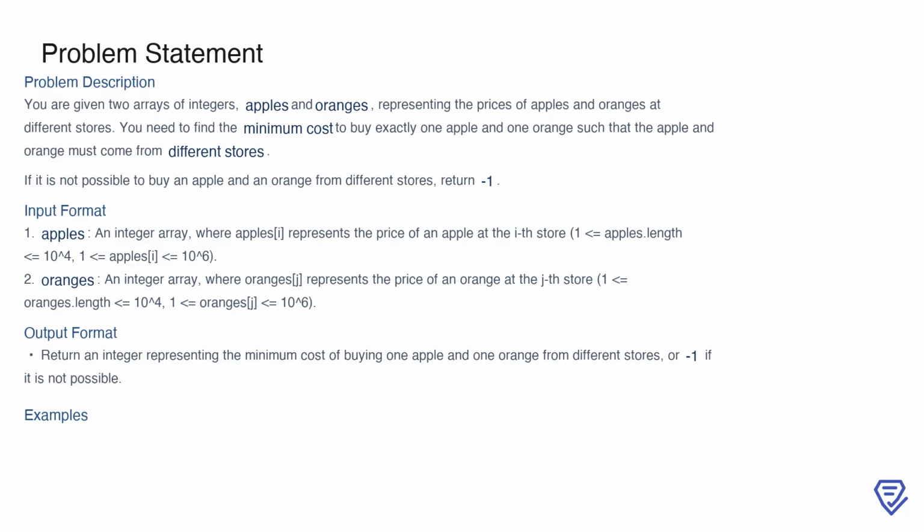For the input format, the apples array has a length between 1 and 10,000, and each price is a positive integer between 1 and 1 million. Similarly, the oranges array has the same constraints. The output should be a single integer representing the minimum cost, or -1 if no valid pairing can be made.